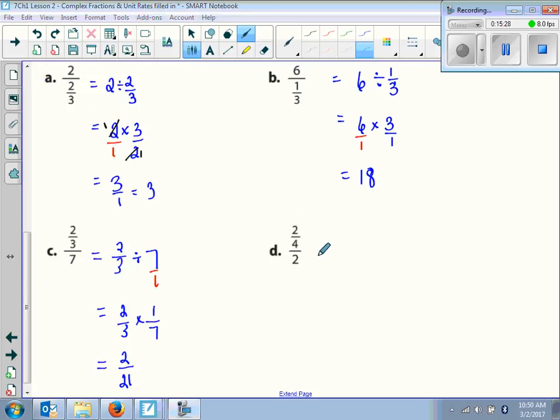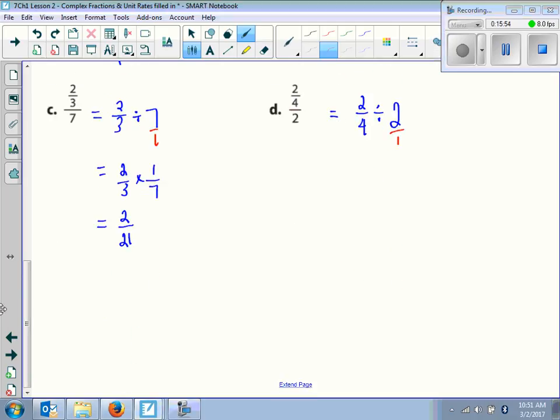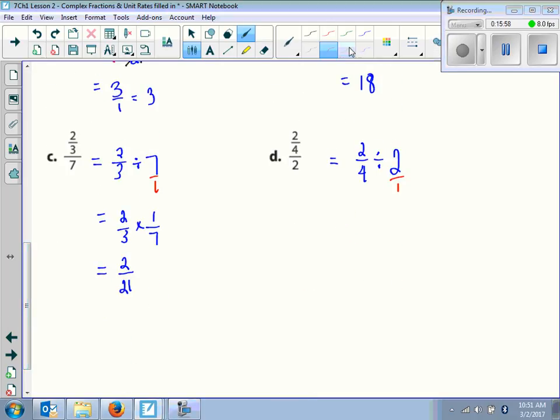All right, example D says 2/4 over 2. So when we rewrite that as a division problem, we have 2/4 divided by 2, right? And again, we can put this over 1. All right, so now we are going to multiply by the reciprocal. So we've got 2/4 times the reciprocal of 2 over 1, which is 1/2. And now, before we multiply, we can simplify. So the 2's cancel, both 2's become 1's. And when we multiply straight across, we end up with 1/4. Very good.